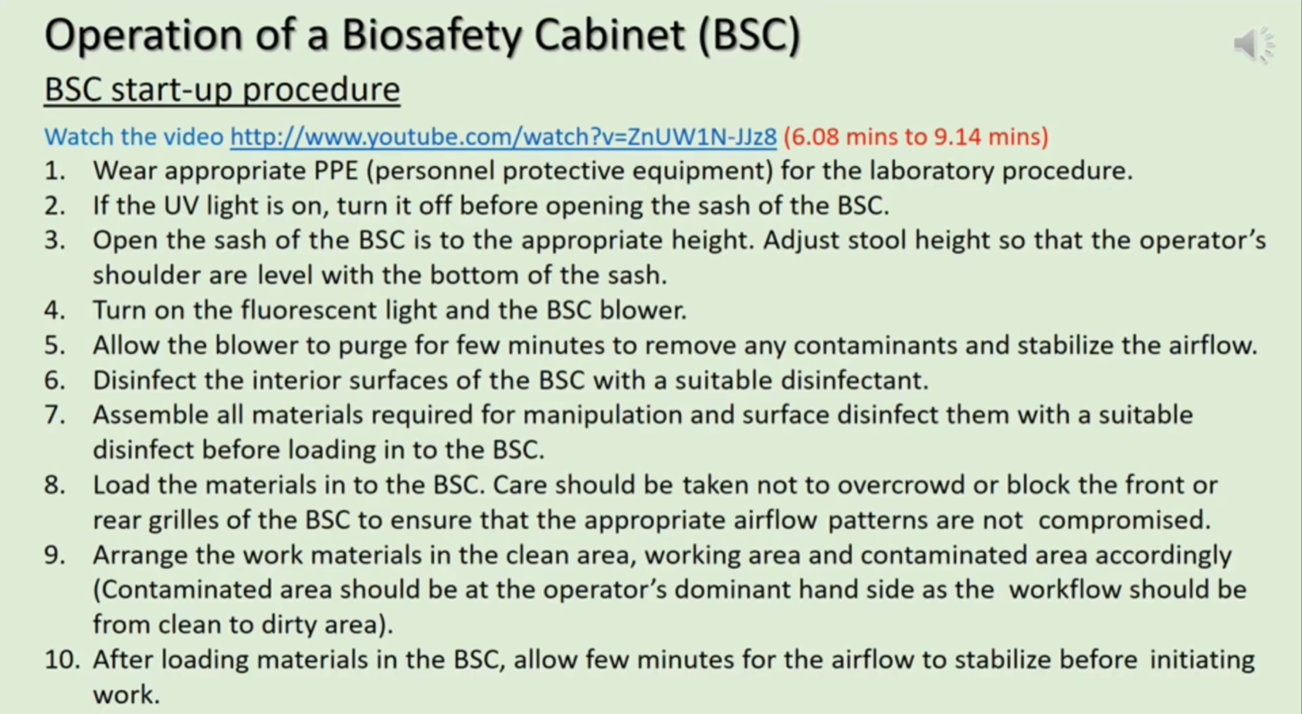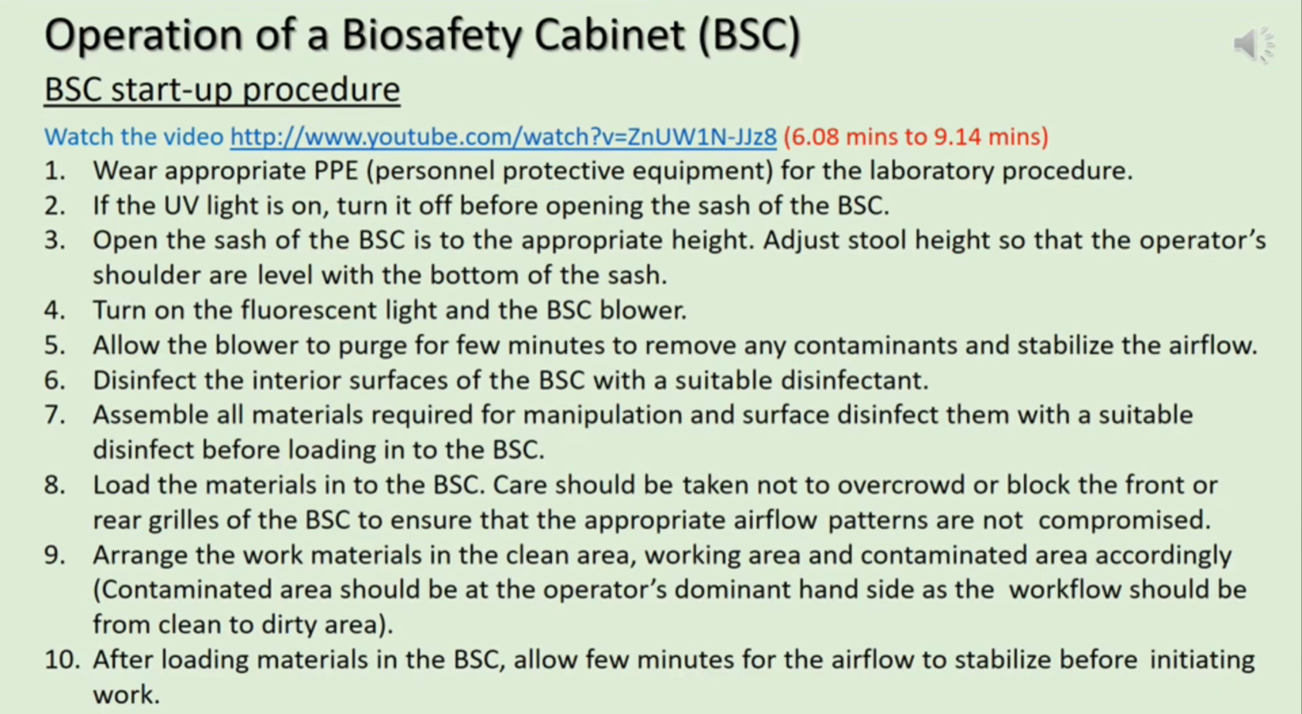Then you can turn on the fluorescent light and the BSC blower. It is very important that you turn on the blower or the fan, because that's when the air circulation will start to occur. That's when the air gets filtered and the infectious aerosols can be contained within the cabinet. So it's very important that you turn on the blower or the fan and allow it to purge for a few minutes to remove any remaining contaminants in the work surfaces and to stabilize the airflow.